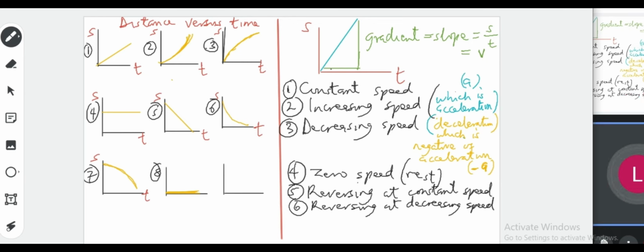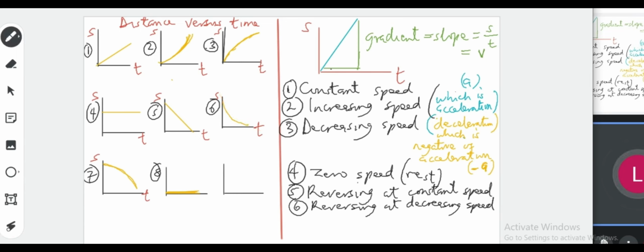Did you see what I wrote? Yeah. It's reversing, but at decreasing speed, because it's getting less steep. When it started, it was steep. As it moved forward, it became less. Did you see that? And remember, it's coming down, so it's reversing at decreasing speed.